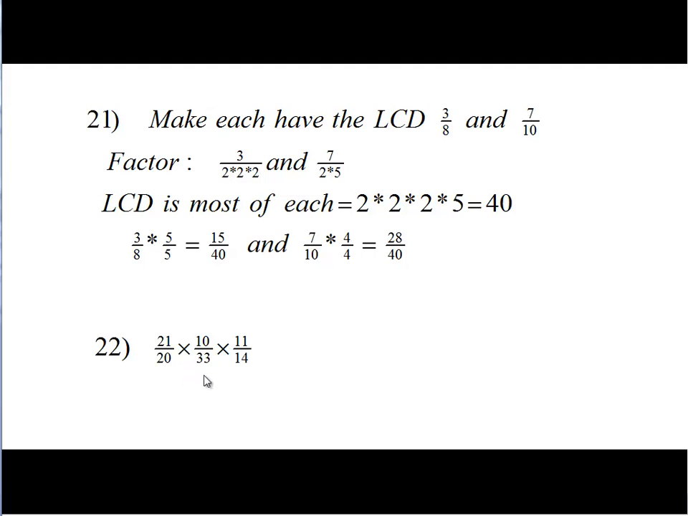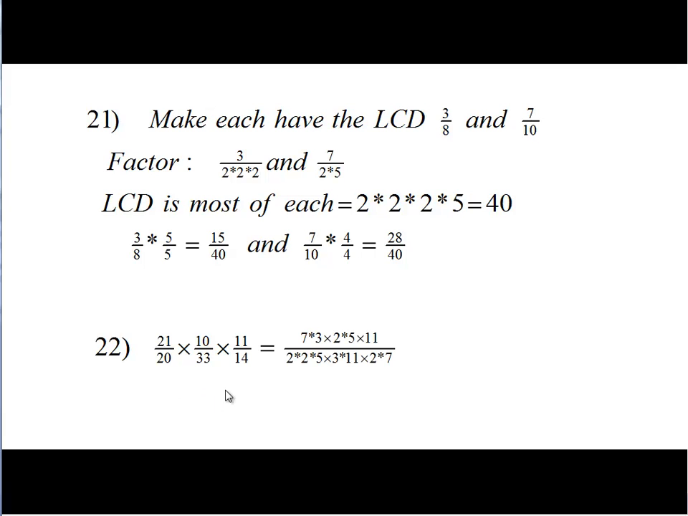Okay, 22, we're going to multiply these. It's easier if you factor them first. You can just type this in a calculator, it will work. You could just type 21 divided by 20 times 10 divided by 33 times 11 divided by 14. You could type that in. I'm going to reduce them.